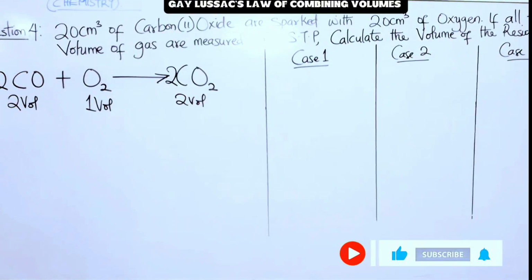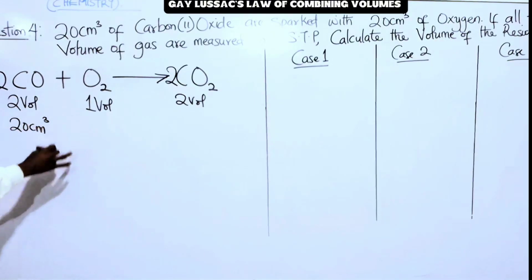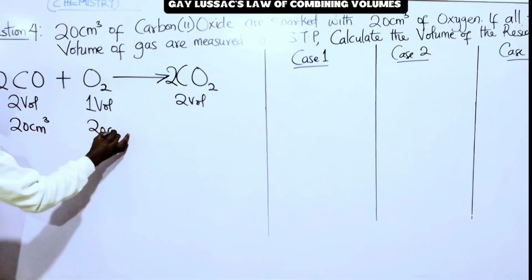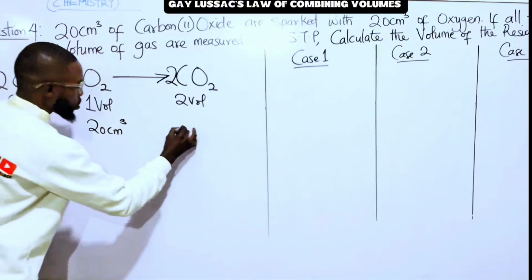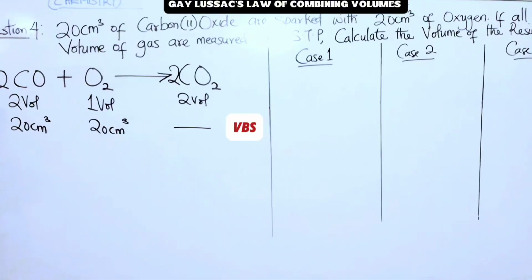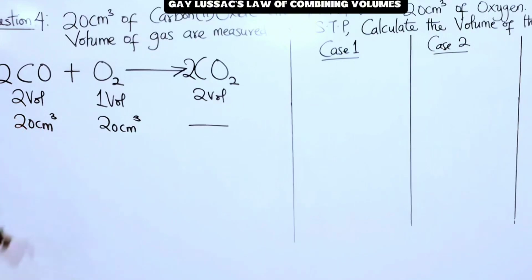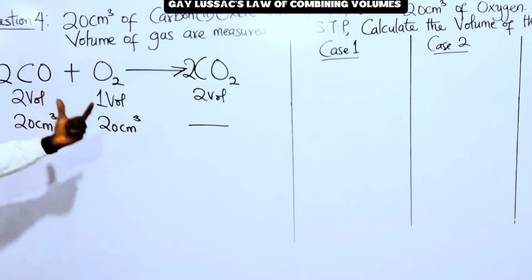And then we say 20 cm cube of carbon 2 oxide. Here we have 20 cm cube, right? A spark with what? 20 cm cube of oxygen. There's no product here before the spark. All of these are volume before spark, right? We've said this over and over. Right, so let's get the volume during spark by taking the cases.